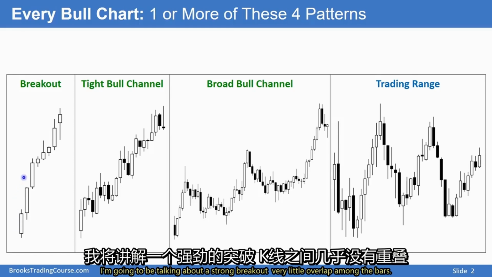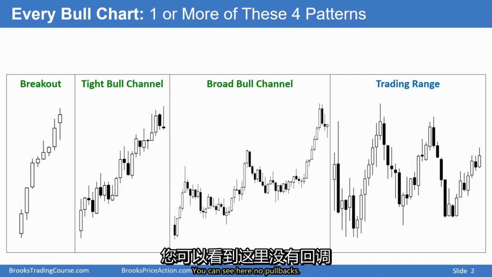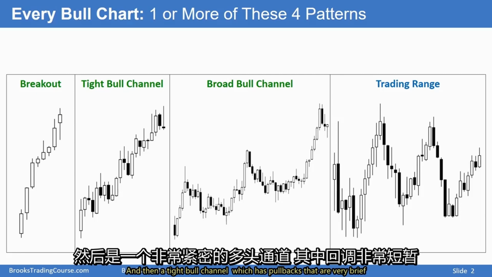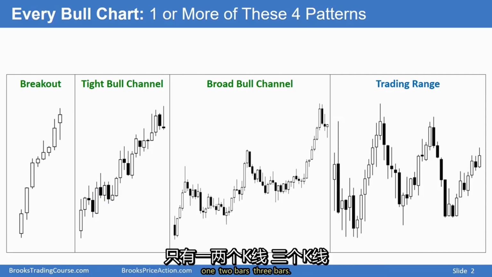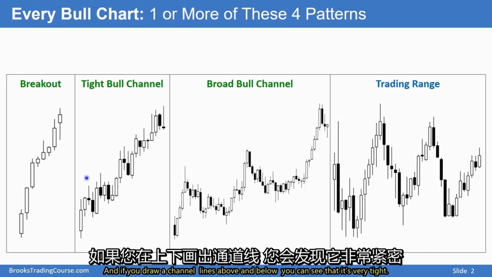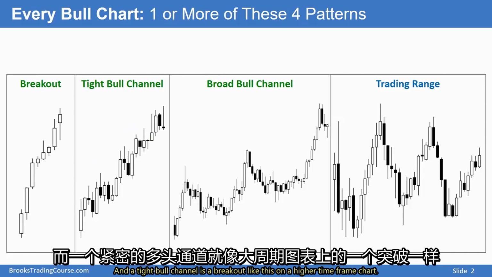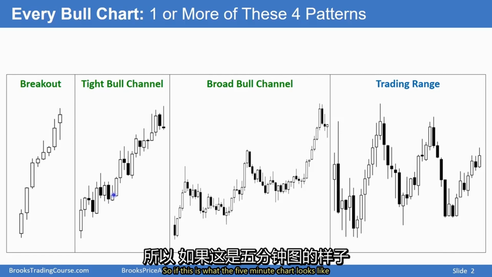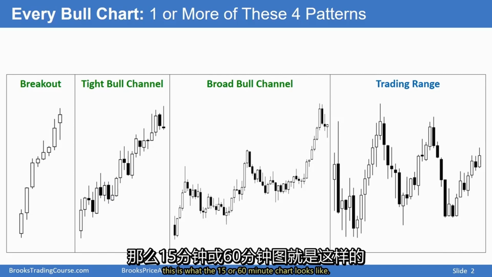I'm going to be talking about a strong breakout, very little overlap among the bars. You can see here, no pullbacks. And then a tight bull channel, which has pullbacks that are very brief, 1, 2 bars, 3 bars. And if you draw a channel, lines above and below, you can see that it's very tight. And a tight bull channel is a breakout like this on a higher time frame chart. So if this is what the 5-minute chart looks like, this is what the 15 or 60-minute chart looks like.